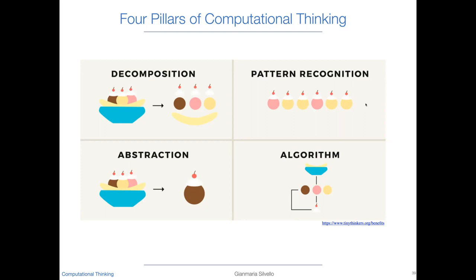Then you have abstraction. Well, you might throw away the bowl and the banana. I do not care. What's really relevant here are the ice cream, the cream, and the cherry. And then the algorithm. Here, for instance, this is a control flow in which you decide the steps in which you solve the problem. I really don't know what they want to do with this, but think about the algorithm.